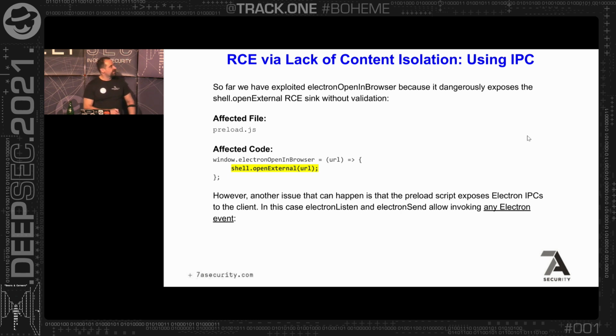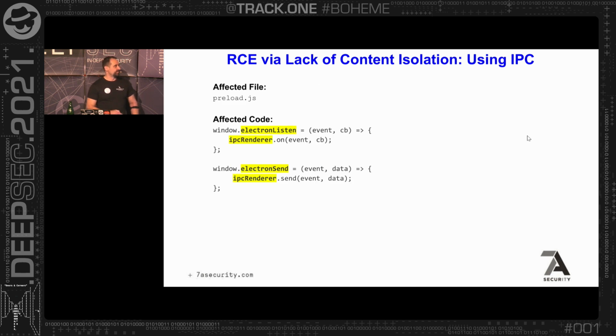And the other possibilities could be that the application defines another wrapper like electron.openInBrowser, and then this is doing shell.openExternal. And as you saw before, this means you can provide a file URL from a network location like attacker.com and a Java extension. And this will also result in code execution without warnings.